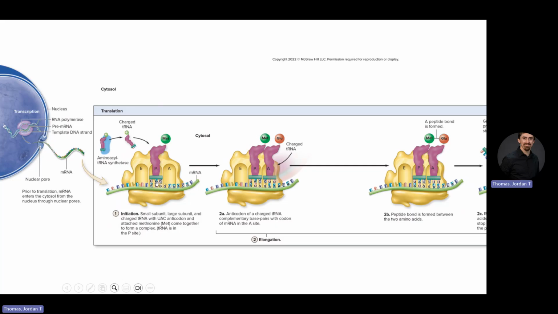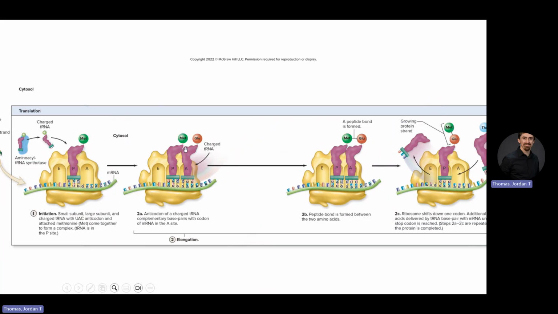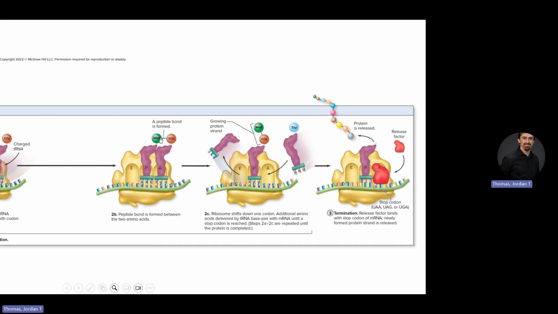tRNA will enter, read the code. If it's correct, it stays there. It keeps going until the next transfer RNA comes in, reads the code, and then if it's correct, the 2 amino acids will be put together to start forming the whole protein. And this process keeps going, reading each 3 letters to get the next amino acid, putting it together until we get this long strand of amino acids.